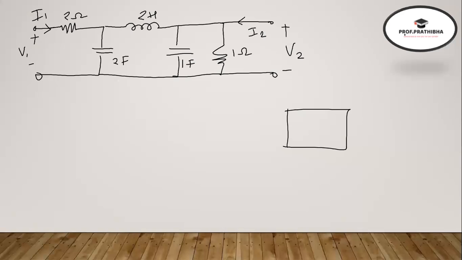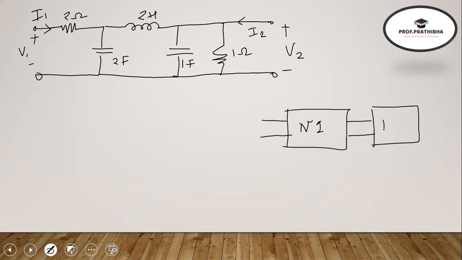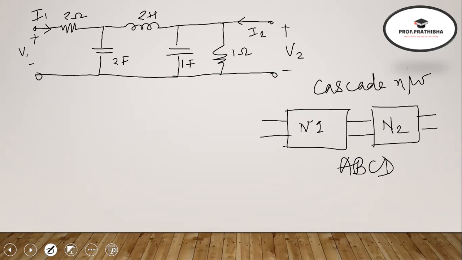So we are looking at interconnection. Interconnection means there is one network whose output becomes the input of the other network. So what you're looking at out here is called a cascade network. And whenever it is cascade, then only you can find what is called ABCD parameters.